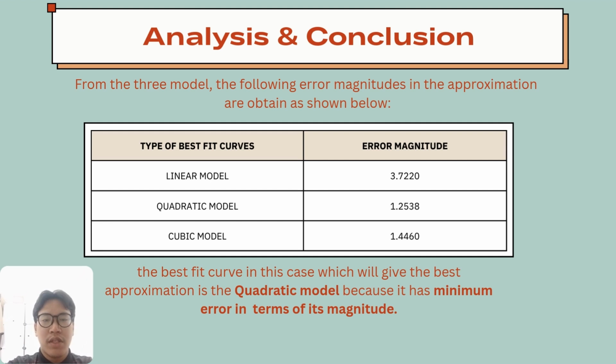The analysis and conclusion from the three models: the following error magnitudes in the approximation are obtained as shown below. For the linear model, we got 3.7220. For the quadratic model, we got 1.2538, and for the cubic model, we got 1.4460. The best fit curve in this case, which will give the best approximation, is the quadratic model because it has the minimum error in terms of its magnitude.